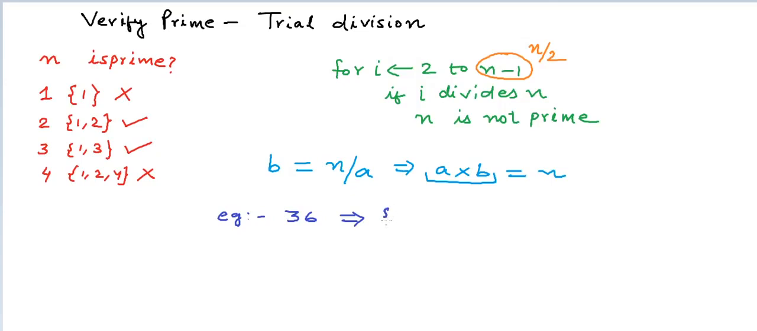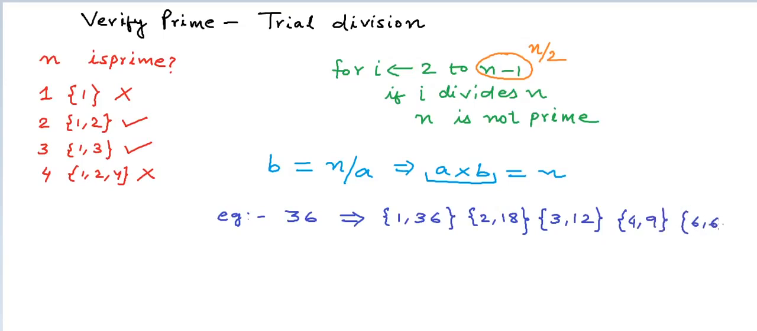So the first factor of 36 is 1, and if we say that a is equal to 1, then b must be equal to 36 by 1, which is 36. The next pair of cofactors would be 2, and 36 by 2 is 18. Then 3 and 12, 4 and 9, 6, and 36 by 6 is 6. This is a special case where a is equal to b. The next factor is 9, and the corresponding cofactor is 4. Then 12 and 3, 18 and 2, and finally 36 and 1.